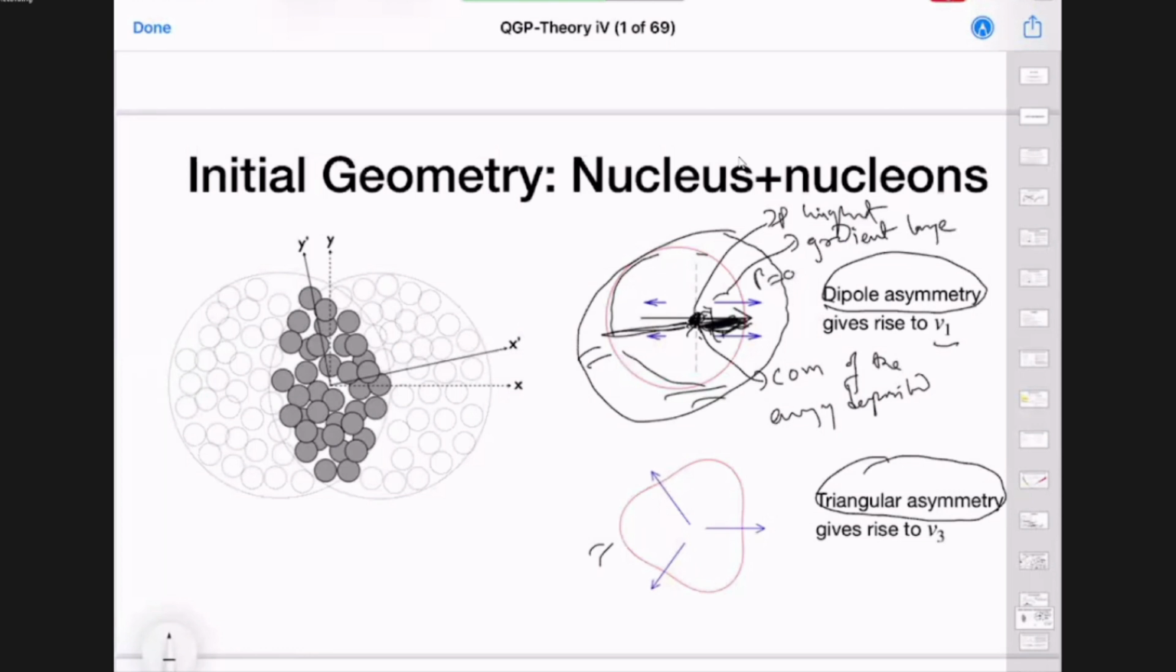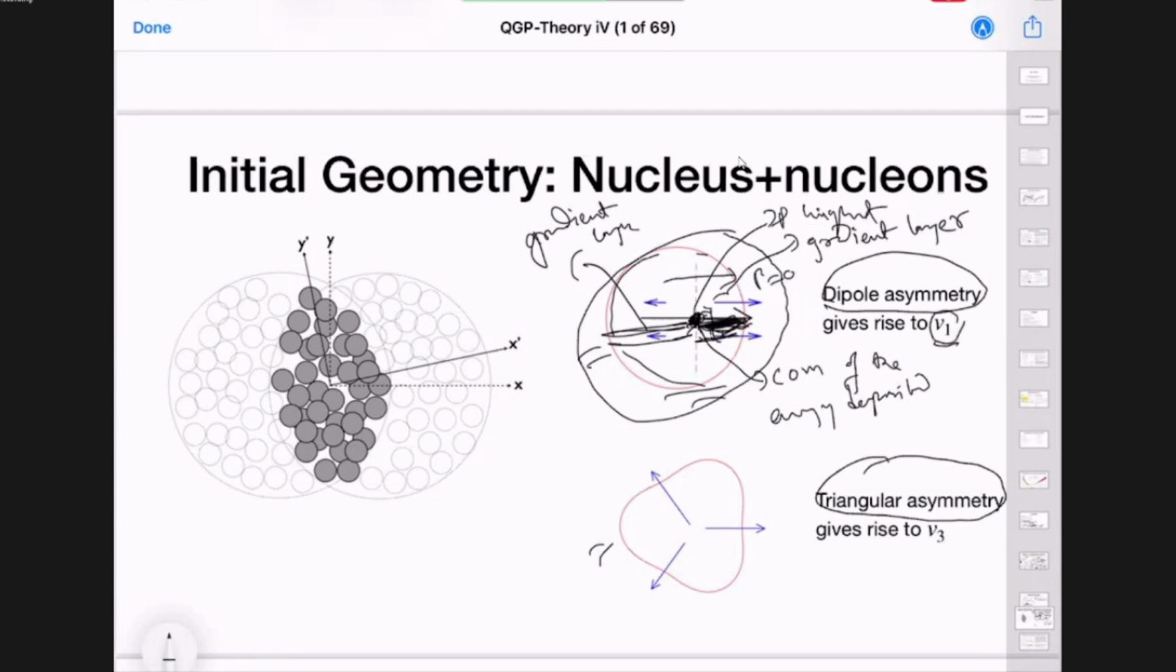Gradient larger, and on this side the gradient is smaller, right? Because the same change in pressure is happening over a smaller distance compared to over a larger distance, right? So what will happen is when it now starts expanding, there will be a net flow on to the right. So at the end, if this survives till the freeze out, what you will see is a V1.